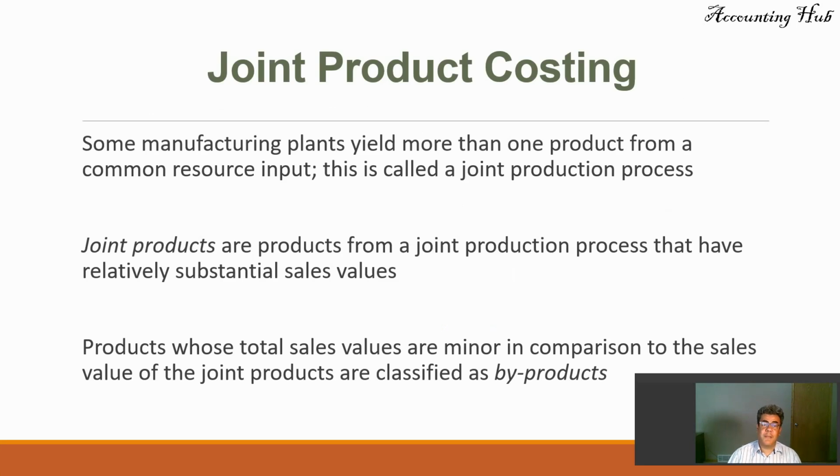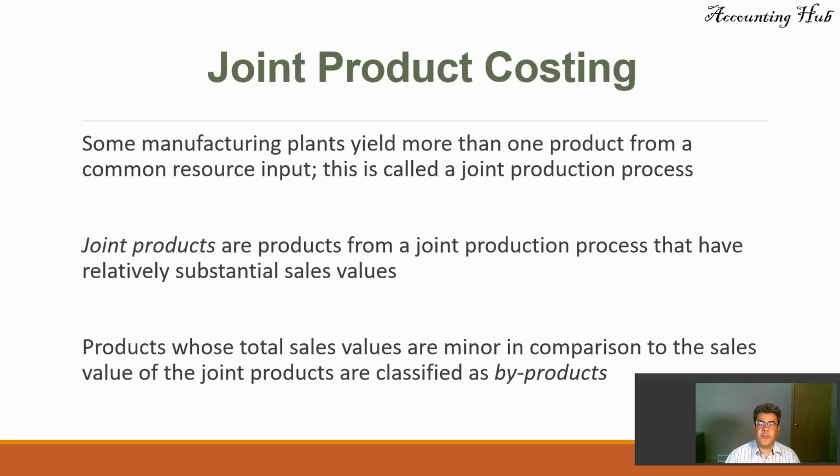Some manufacturing plants yield more than one product from a common resource input. For instance, pork, beef, chicken, tuna, salmon, oil and gas, and so on. We have a lot of examples here. This is called a joint production process.